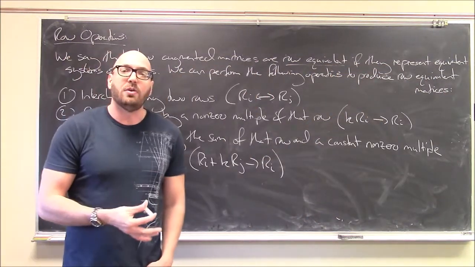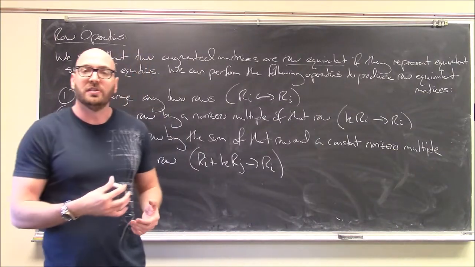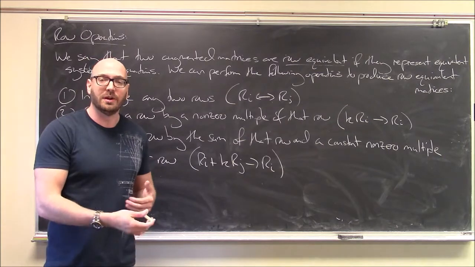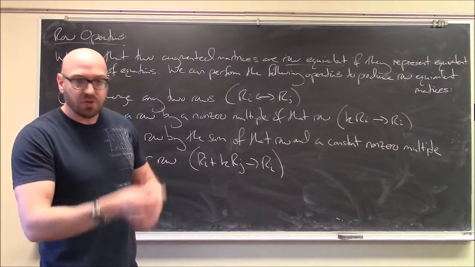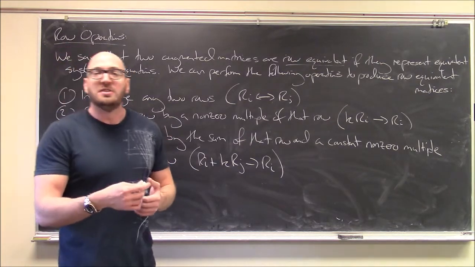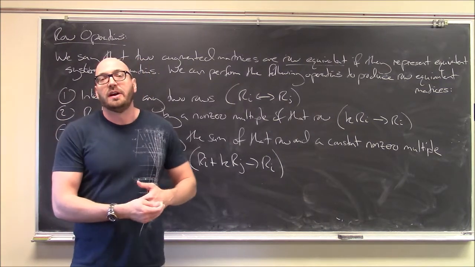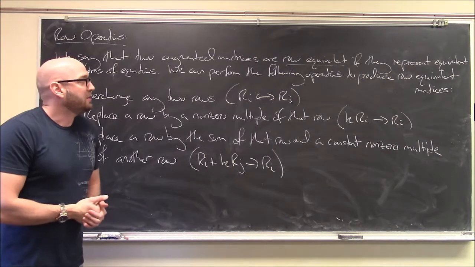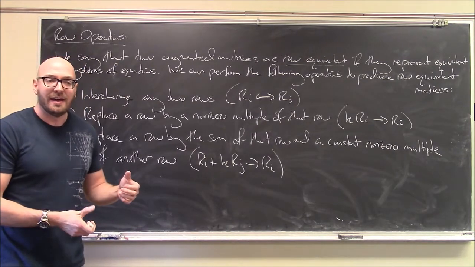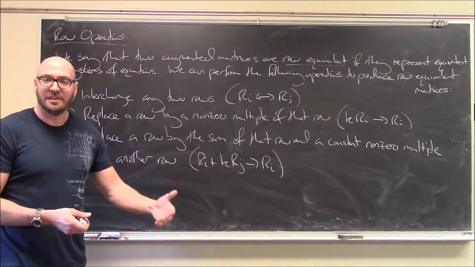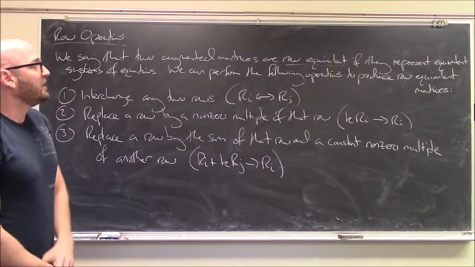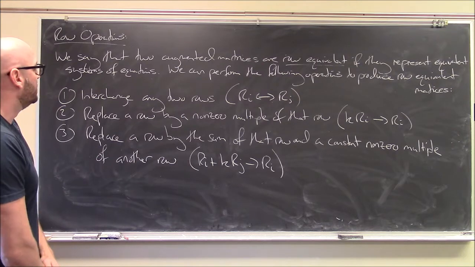Alright, so we had allowable operations that we were allowed to do with our systems of equations that preserved the solution set, that gave us an equivalent system, right? We were able to interchange equations in the system, we were able to multiply equations on both sides by a non-zero multiple, and we were able to add equations together, or add one multiple of an equation to another equation, and that gave us an equivalent system that didn't change the solution set.